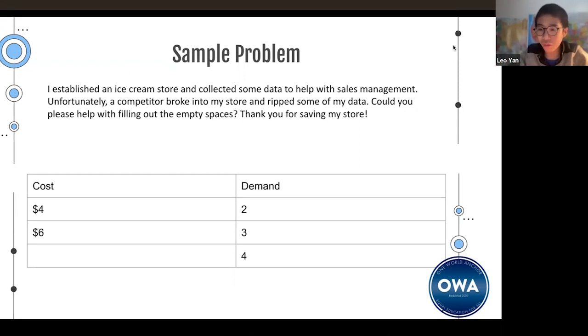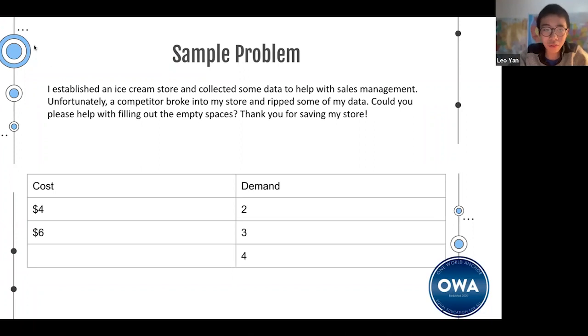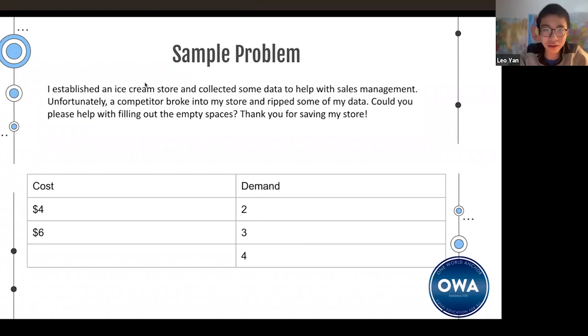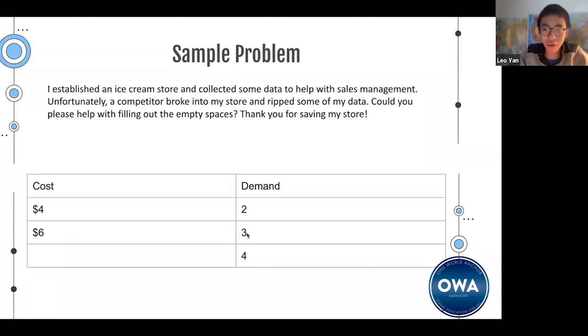I don't think in the real world there is any time when demand is actually measured using numbers, but let's just pretend that it's two customers, two people who are willing to buy our product that costs $4. And then for the next one, when it's $6, three customers are willing to purchase it.